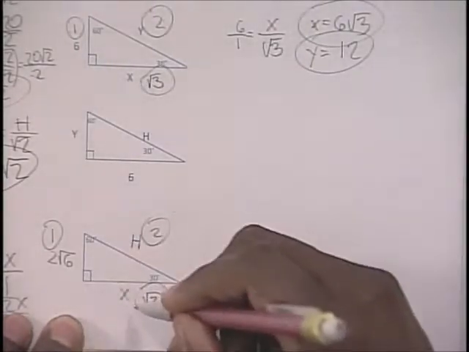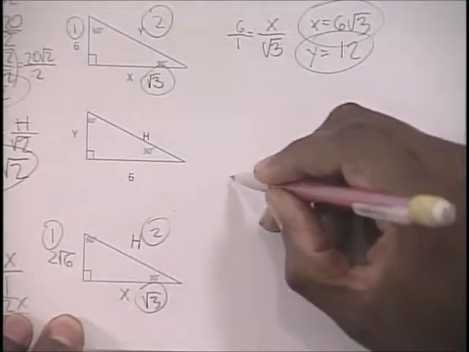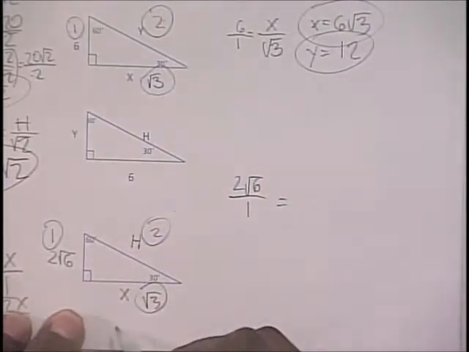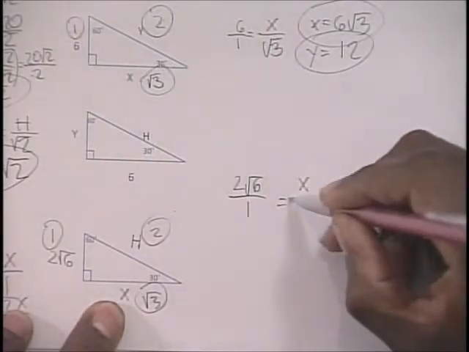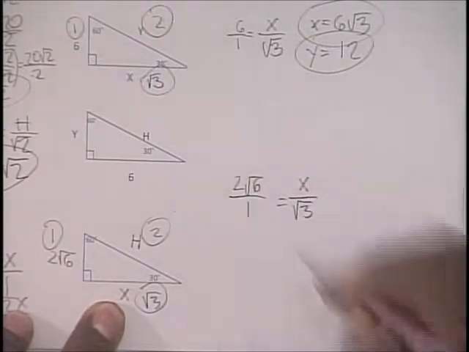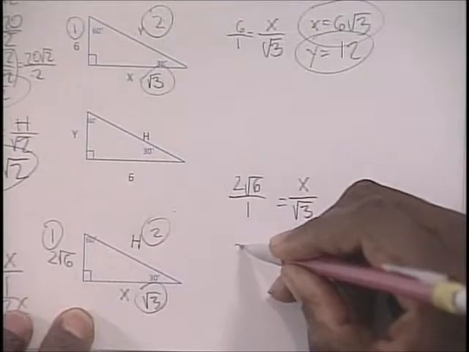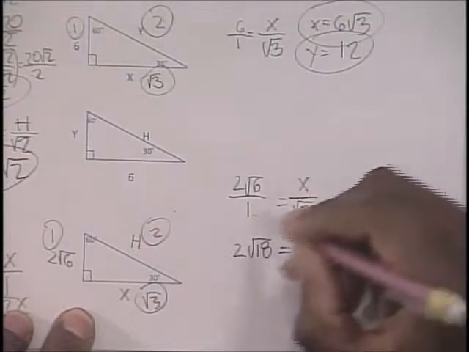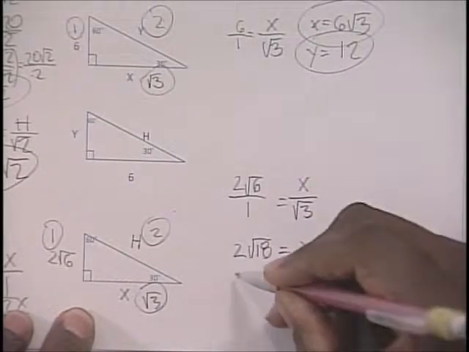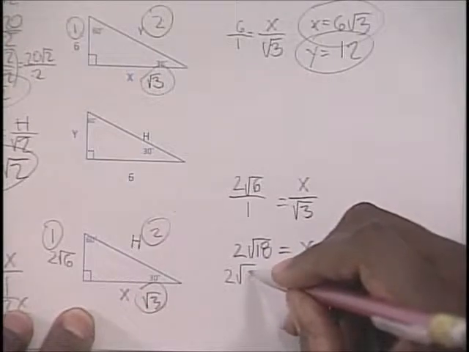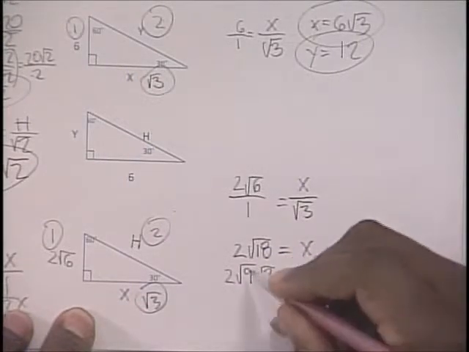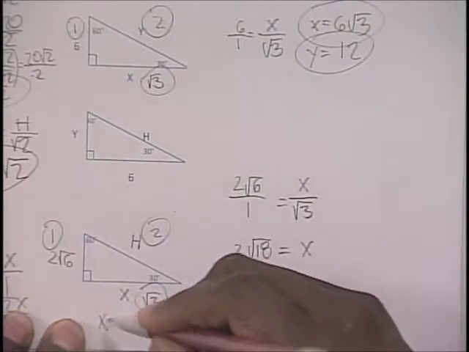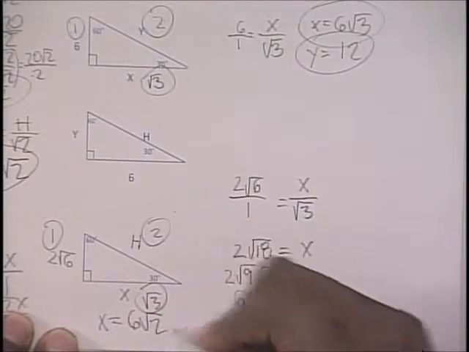So let's solve for x first. We have 2 radical 6 is to 1 as x is to radical 3. We cross multiply. We end up with 2 radical 18 is equal to x. And you can simplify that: 2 times radical 9 times radical 2. Radical 9 is 3, so you end up with 6 radical 2. X is equal to 6 radical 2.